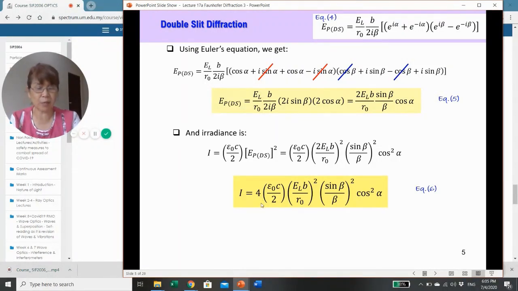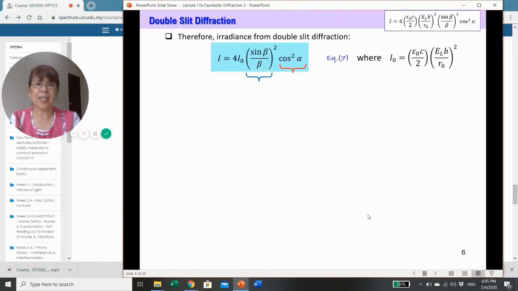Now this factor of 4 will be special. Afterwards we're going to explain. So leaving all this term here, now we have the irradiance term from double slit diffraction, which will be given by, for this term and this term, we will then represent it using I0, which is the maximum irradiance.